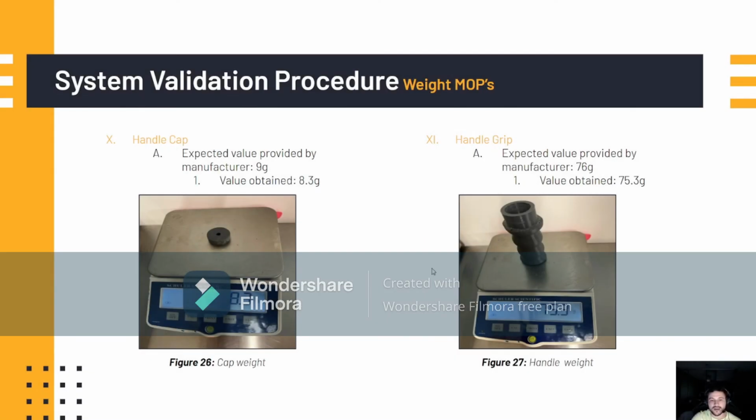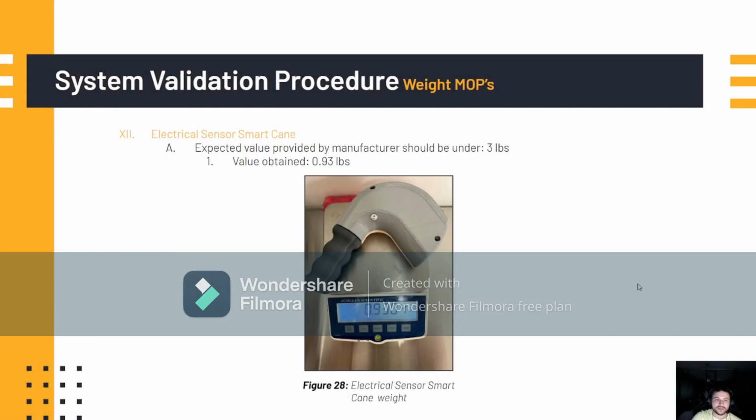Here are the cap and the handle. The cap is the piece that goes below the handle, which covers all the vibrator motors. The expected value was 9 grams and the obtained was 8.3, and the expected value was 76 grams and the obtained value was 65.3 for the handle weight. Here you can see the electrical sensor marking, which consists of all the components inside the handle, and the total weight for our experiment was 0.93 pounds. That is less than 1 pound, but you can consider it equal to 1 pound. And the expected value from the provider of our experiment was under 3 pounds.